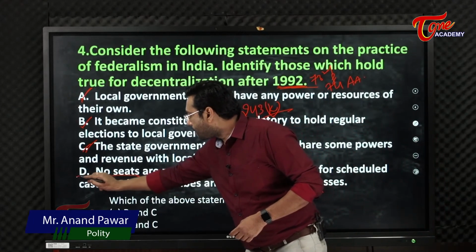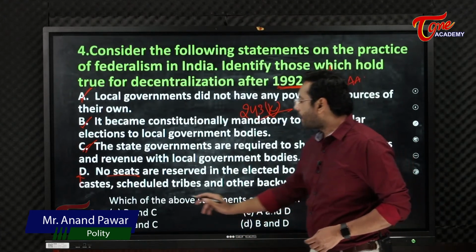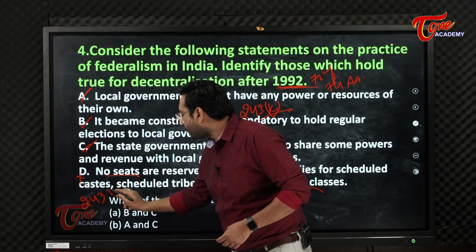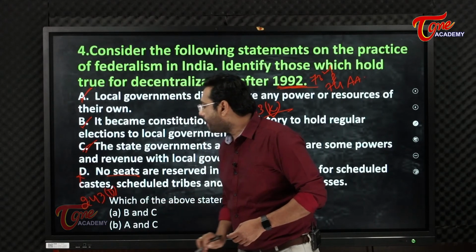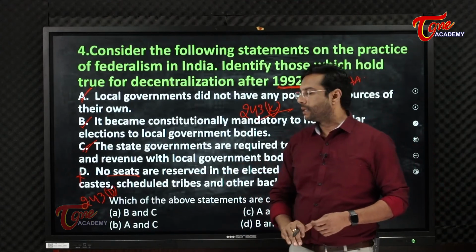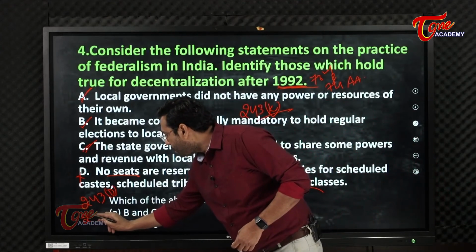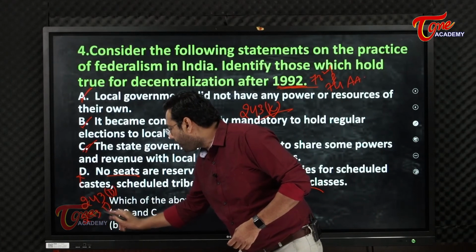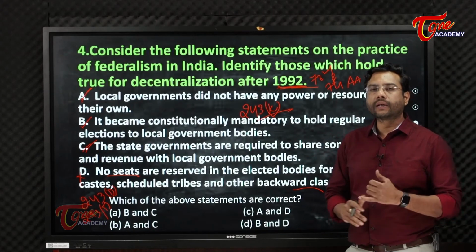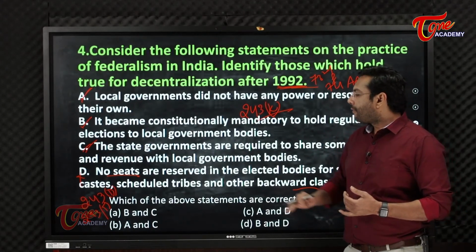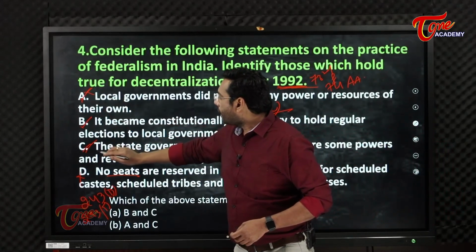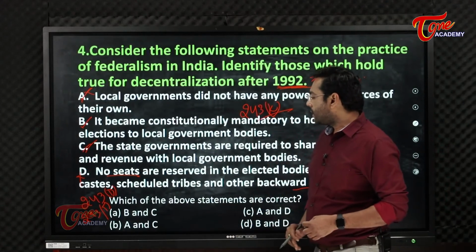Seats are reserved. Seats are reserved under Article 243D, the constitution has provided for the reservation in panchayats, and again under Article 243T for municipalities. So, these are the two articles which provide reservation for the scheduled castes and scheduled tribes at local body elections. So, we can say that this statement is wrong and this statement is wrong. So, the answer is B and C.